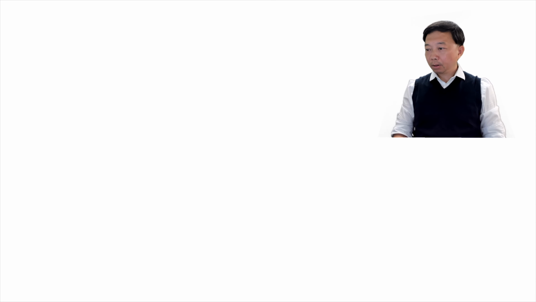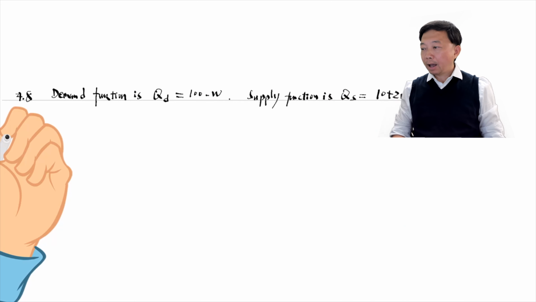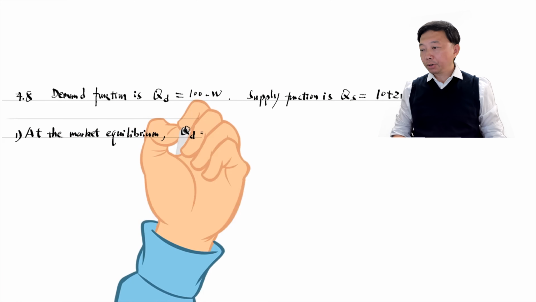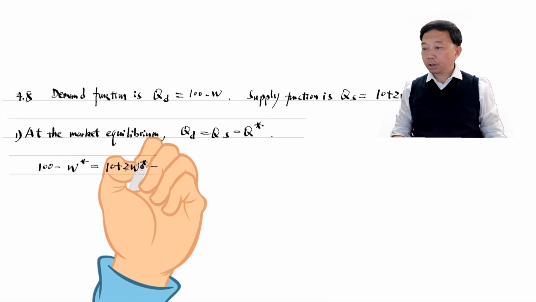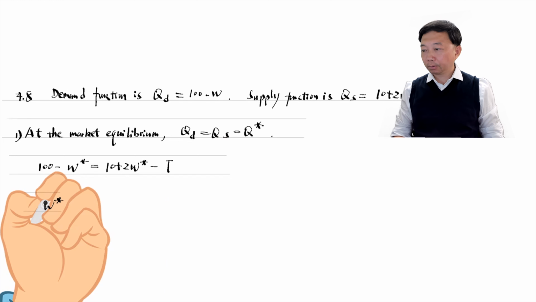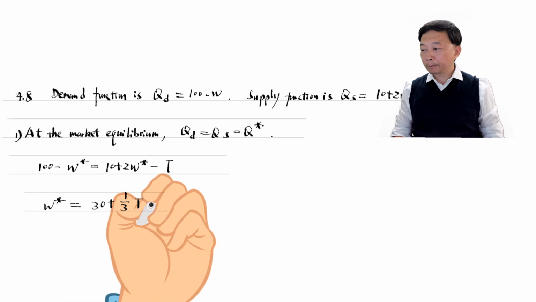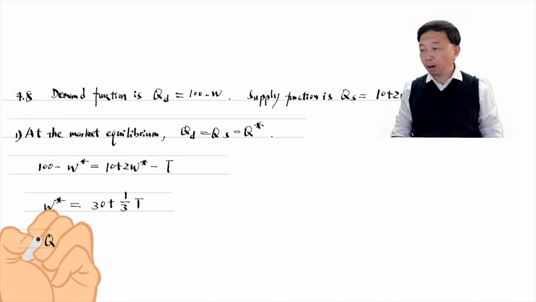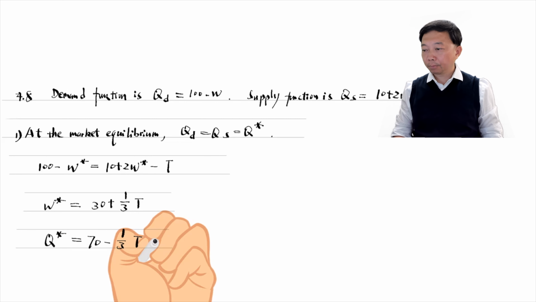In the first step, we calculate the equilibrium price and quantity. At the market equilibrium, the quantity of carpenters supplied equals the quantity of carpenters demanded. The equation gives the equilibrium price, that is, the wage. Substituting it into the demand or supply function, we have the equilibrium quantity. They are functions of the test score T.